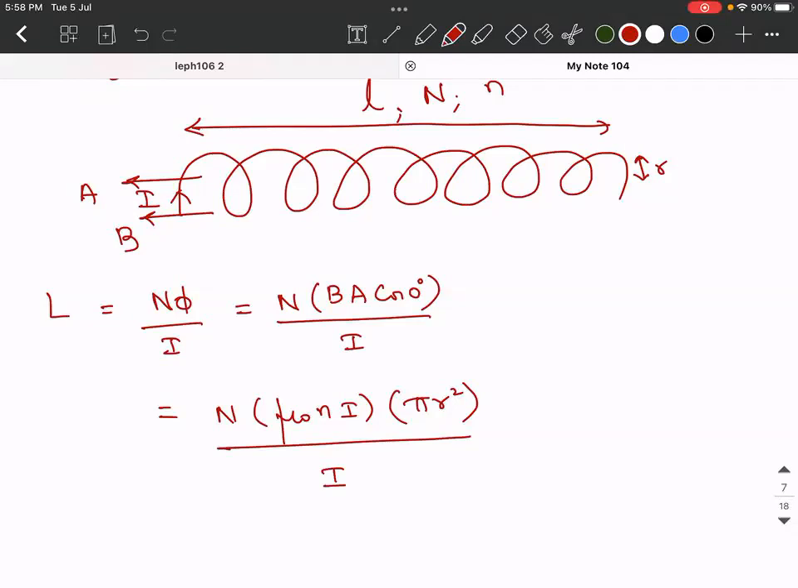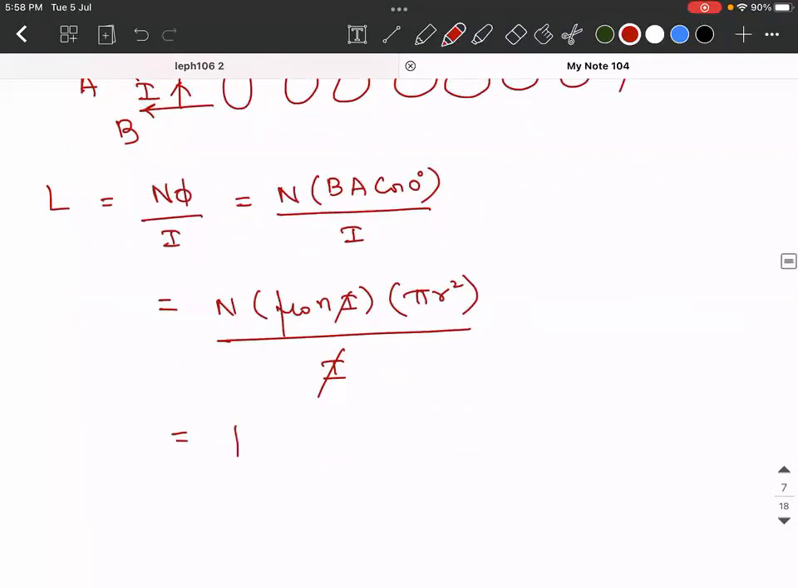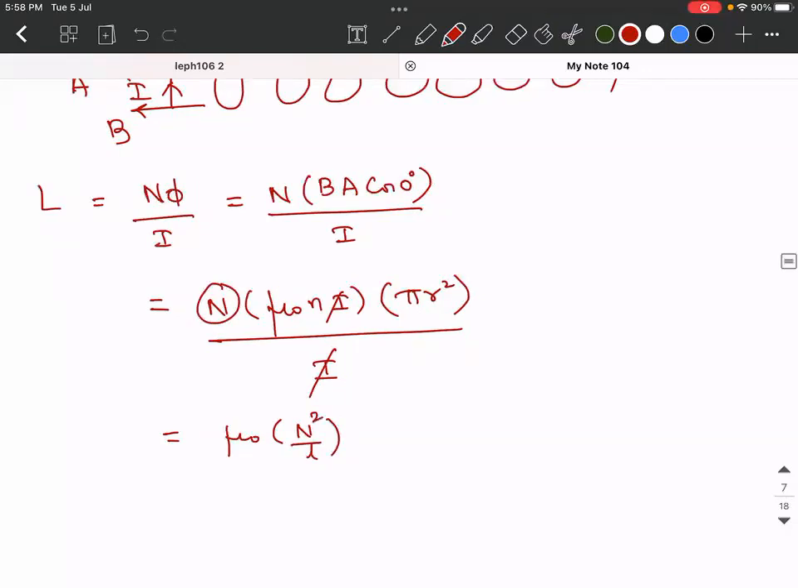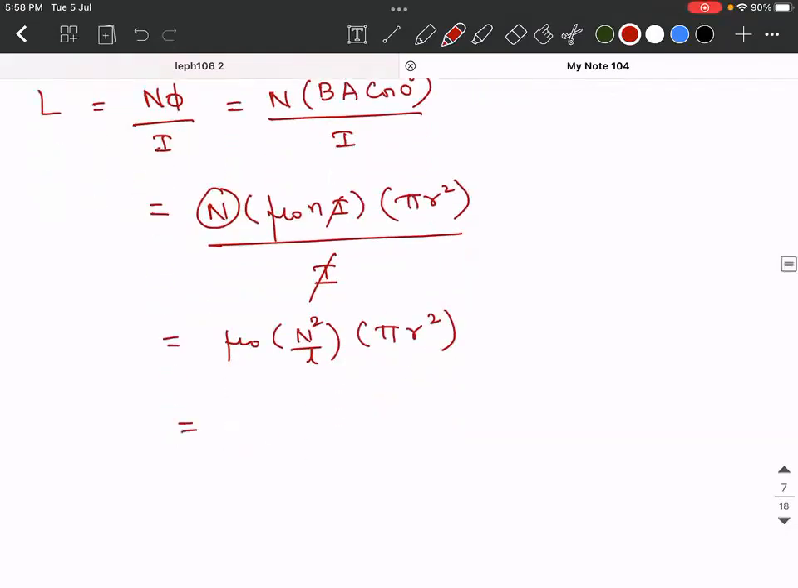Is that step clear? So in the place of capital N, I wrote capital N. In the place of B, I wrote it as mu naught into small n into I, into, in the place of area, I wrote it as pi r square divided by I. So what will get cancelled? I and I are gone. So you'll be left with mu naught into, what is small n? Capital N divided by L. So capital N divided by L, and you already have an N here. So what will happen? It will become N square divided by L into pi r square. So what will be the answer? Mu naught N square pi r square divided by L is one of the formulae.